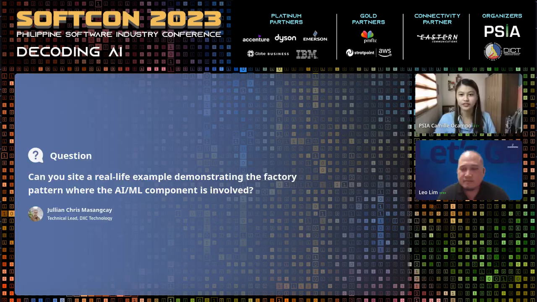All right, so now let's proceed with our next question. This is from Julian Chris Masangkay. His question is, can you cite a real life example demonstrating the factory pattern where the AI ML component is involved? Oh yes, we have an application.